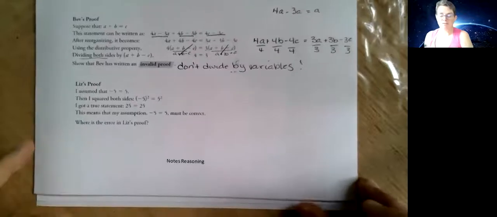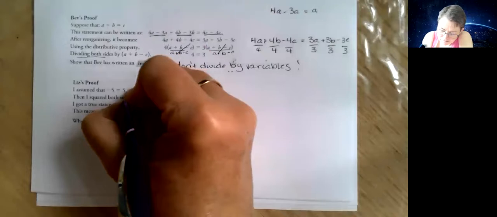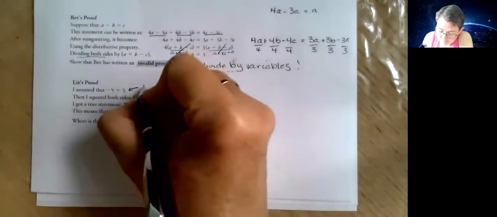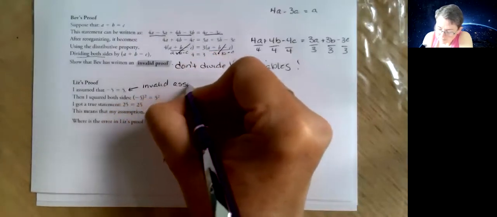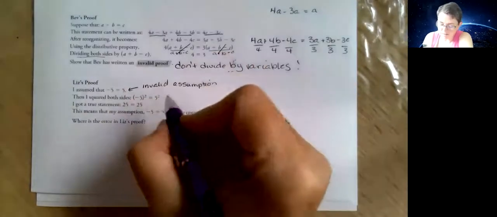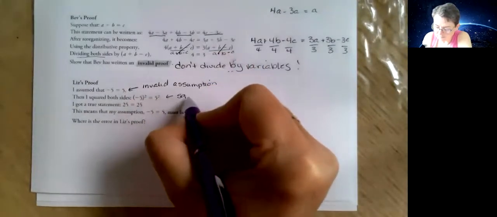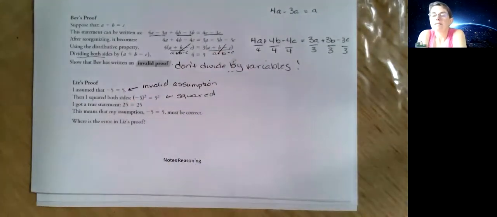All right, Liz's proof here. I assumed that negative 5 was equal to 5. Okay, right there, there's the problem. Well, that's the first problem. Okay, the second one. Excuse me, when you square stuff, it tends to bring in roots that aren't correct. In other words, some crazy answers can happen. So be aware of any kind of proof that involves squaring stuff.